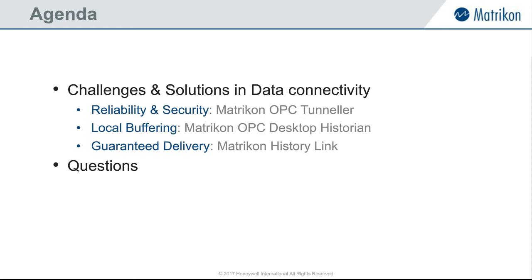We'll talk about that. And also about guaranteed delivery, which should be contrasted to redundant solutions where you're typically dealing with real-time data and ensuring that you have no real-time data loss. Guaranteed delivery focuses more on the historical side, where you've already captured the data and eventually you have to ensure that it still arrives, for example, at a central location. For that, we'll be talking about HistoryLink. And then, of course, we'll have some questions.